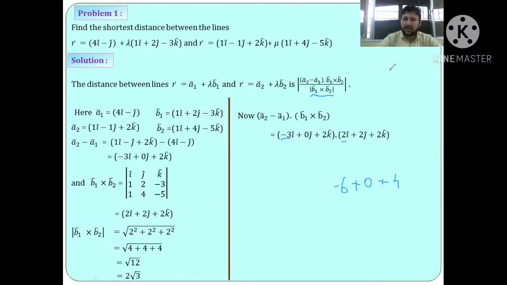So finally, the value of the dot product is obtained. Minus 6 plus 0 plus 4 is minus 2, the value of the dot product.